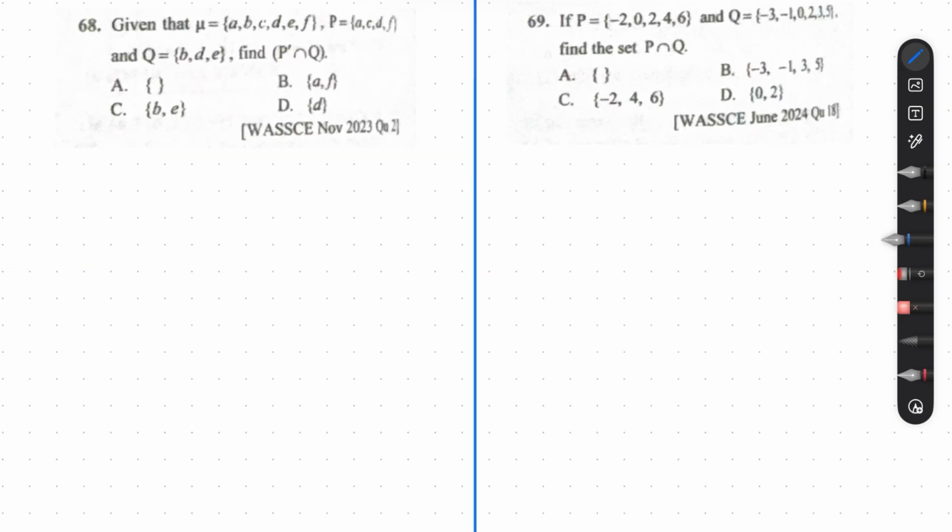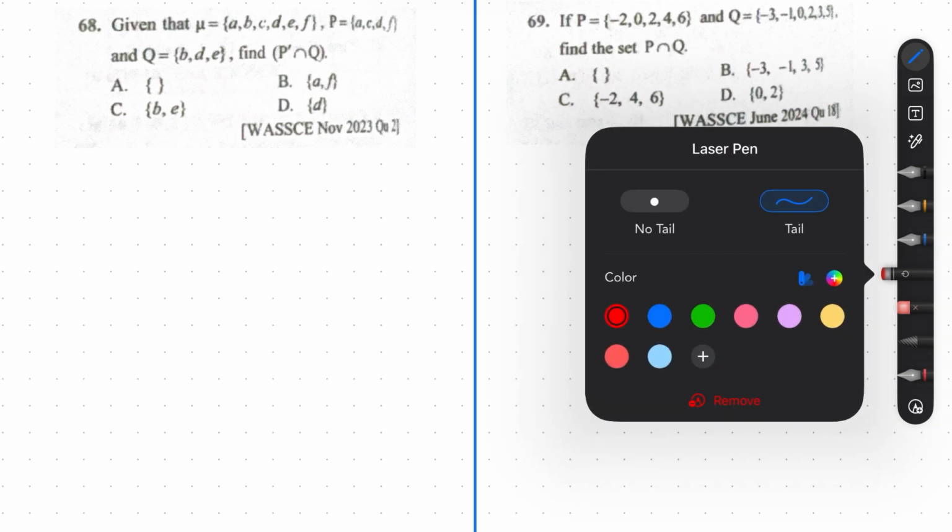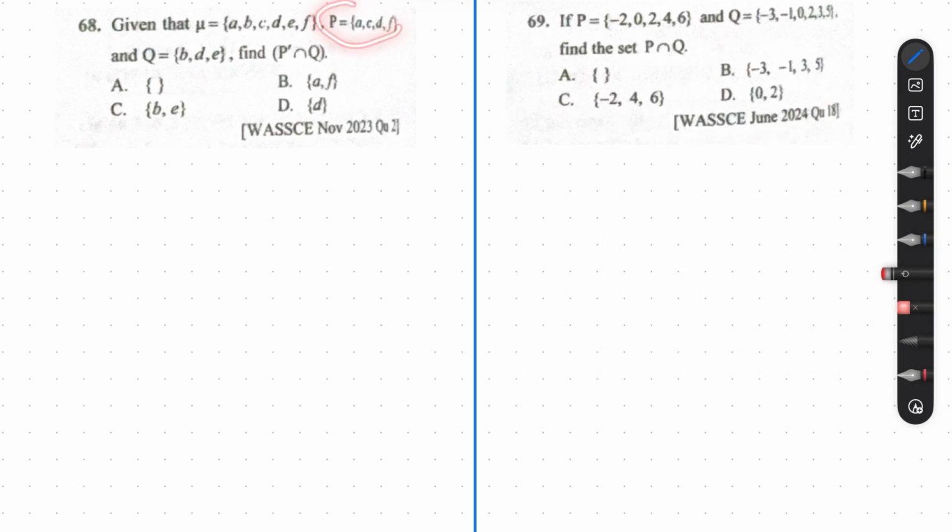Let's go to question number 68. Question number 68 says, given that the universal set is {A, B, C, D, E, F}, and P is equal to {A, C, D, F}, and Q is equal to {B, D, E}, find P complement intersection Q. Cool. We just need to find P complement first. P complement means the elements that are in the universal set but are not in P.